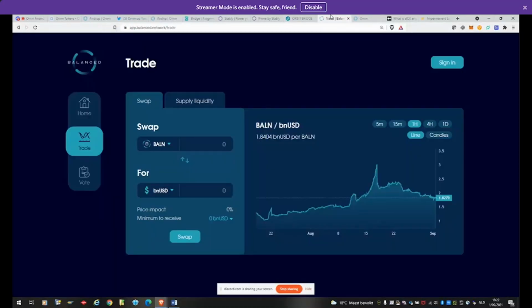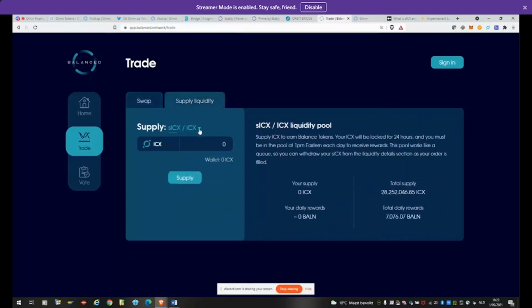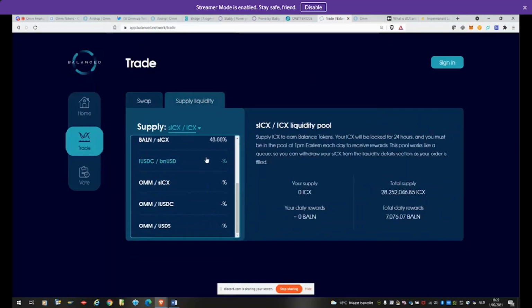Now let's go to the different OMM incentivized LP pairs, which were launched on Balanced recently. I am not logged in here, but we can see here the different options. So we have OMM SICX, OMM IUSDC, and OMM USDS. Those are the three that were added yesterday.